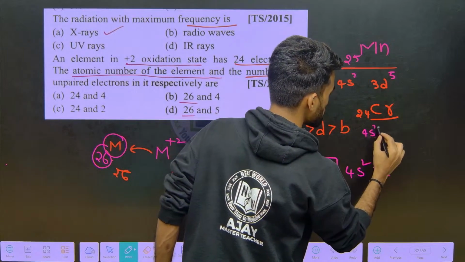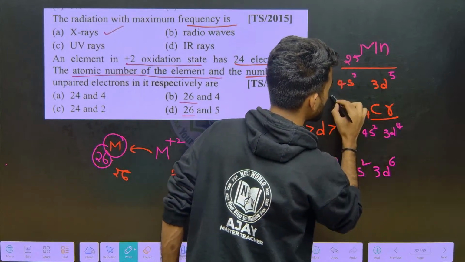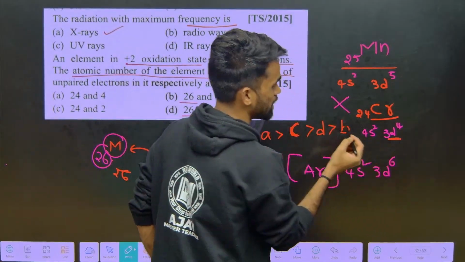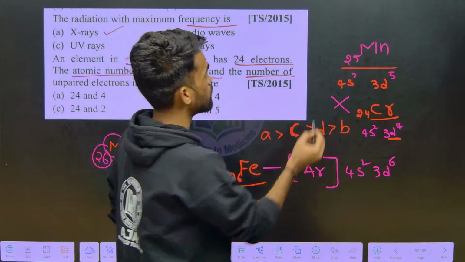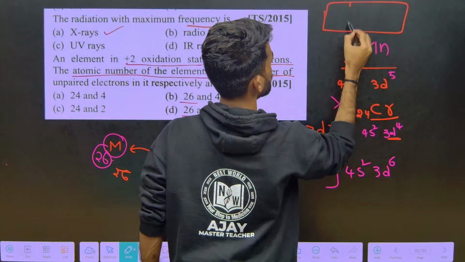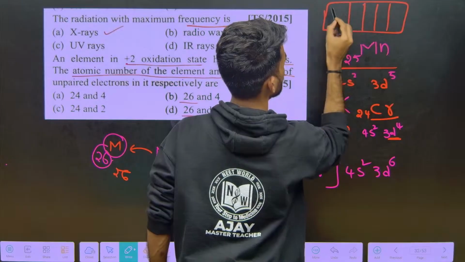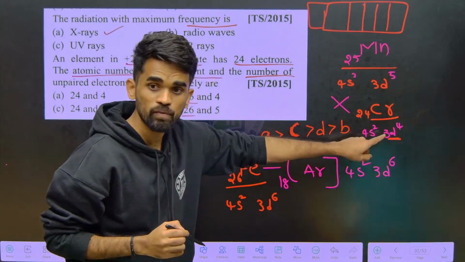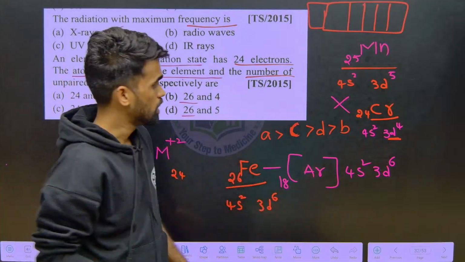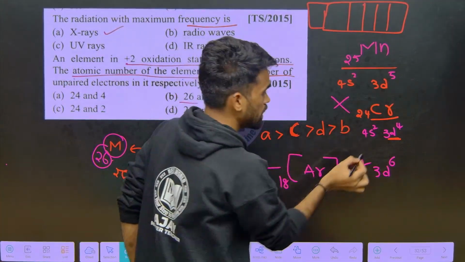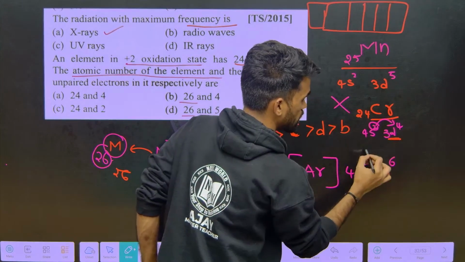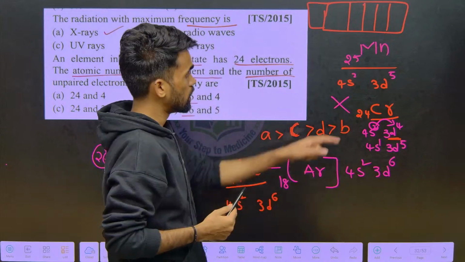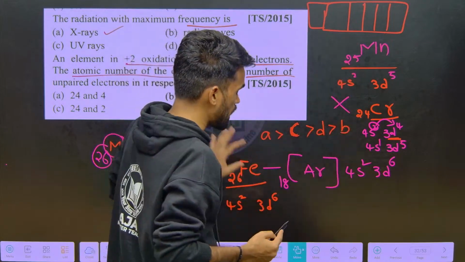4s2 3d4. If you write like this, this will be wrong, because we know how many d orbitals are there. 5 d orbitals are there. So whenever there is possibility for half filled and full filled configuration, those are stable. So that's why they gain stability. One electron from here jumps to here. It becomes 4s1 3d5. Just remember this. Now along with this, you can also have one more thing.